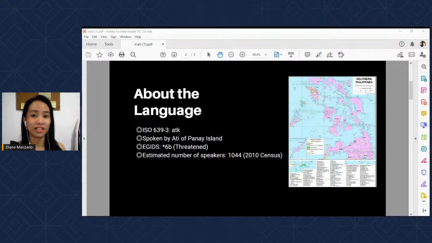Now, both Reed and Blust cite the proto-form R to de-shift in the language as evidence of it being an isolate. So there, as you can see in the map, this is the southern Philippines, and this is where Inate is. Okay, in Panay. So there.